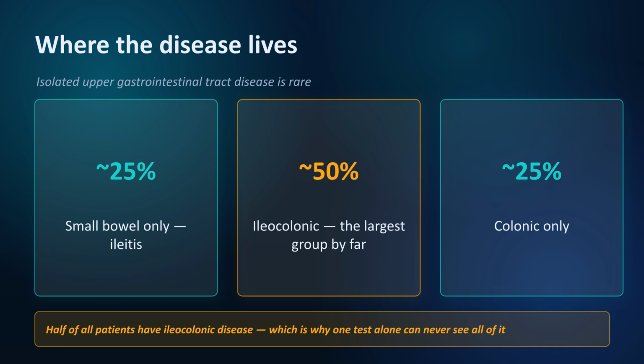Now notice the practical point. Half of all patients have ileocolonic disease, which is exactly the pattern that requires both a colonoscopy and small bowel imaging to see completely. One test alone would miss part of it. So always ask which segments were actually examined before accepting a negative workup.